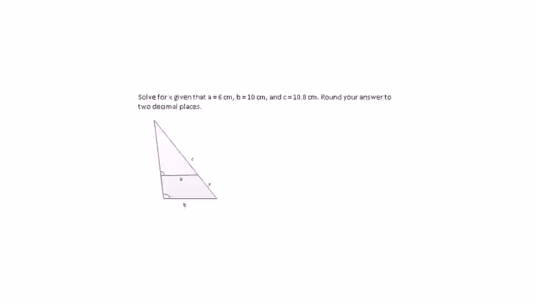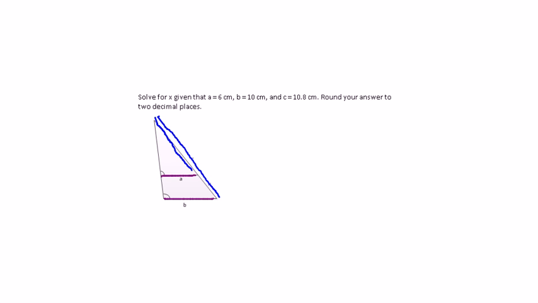So what I mean by that is we can take this side A and B, and they're corresponding, and then we can take sides C in the smaller triangle, and then the whole C plus X in the larger triangle, and those will be corresponding. So we can set up a ratio.